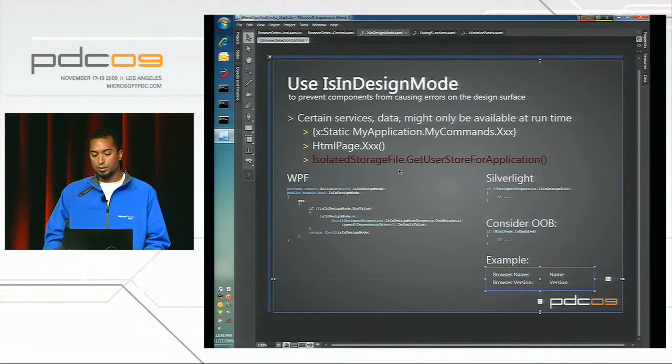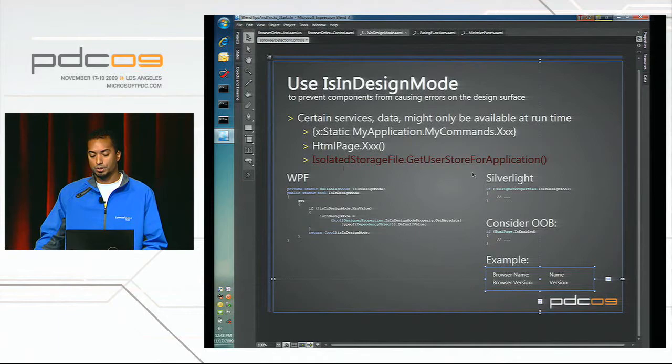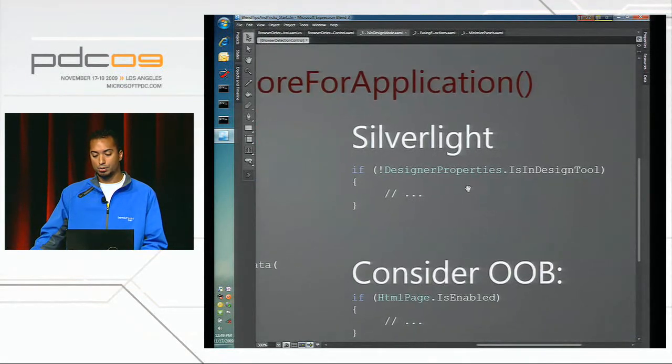So any reference to, for example, the isolated storage APIs is going to cause methods that reference those APIs to fail to JIT. So even if you guarded your access to isolated storage APIs, you're still going to get an error at the design surface. So typically what I do in this particular case is make another method that wraps your access to isolated storage APIs and guard that method using the IsInDesignMode checks, using DesignerProperties.IsInDesignTool.